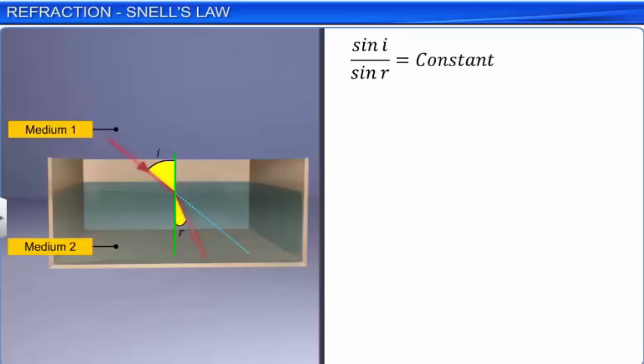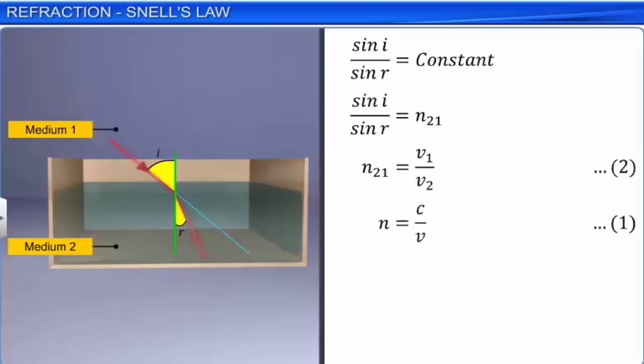n21 is a characteristic of the pair of media for a given wavelength of light and is equal to the ratio of the speed of light in medium 1, v1, to the speed of light in medium 2, v2. Let this be equation 2. By using equation 1, we can write n1 is equal to c by v1 and n2 is equal to c by v2. Therefore, v1 by v2 is equal to n2 by n1. Using equation 2, n21 is equal to v1 by v2, which is equal to n2 by n1.